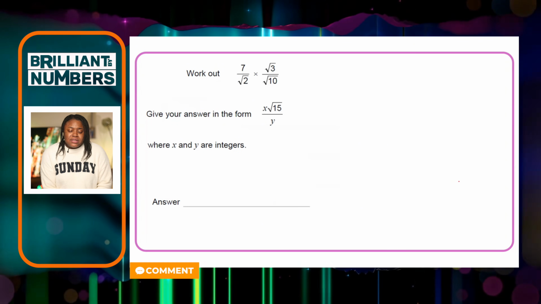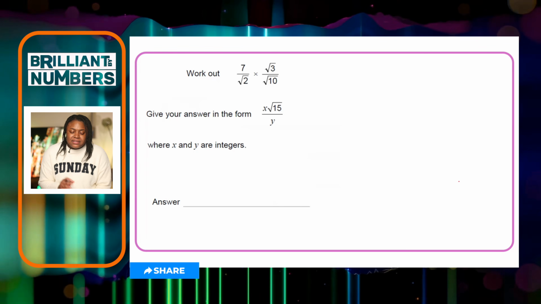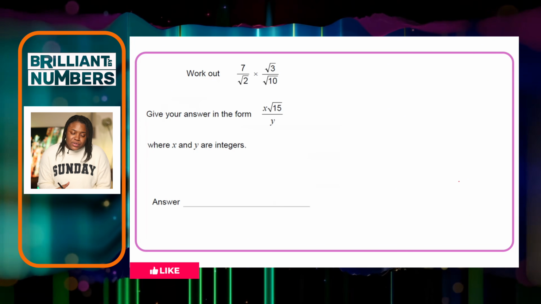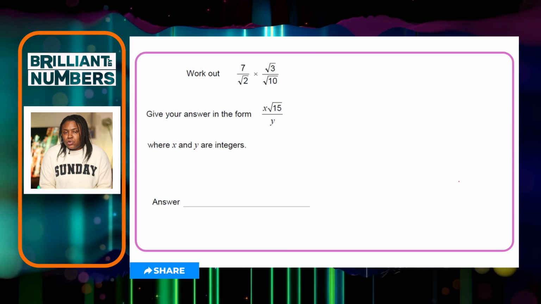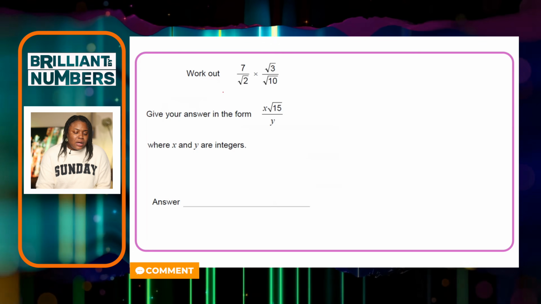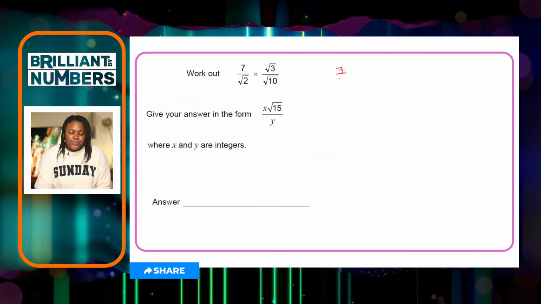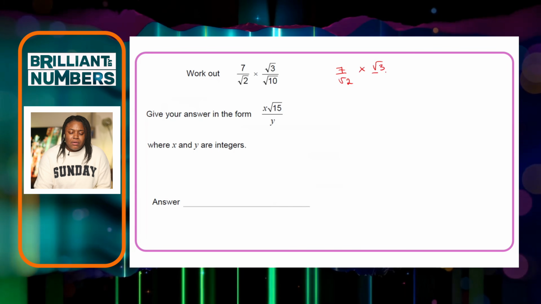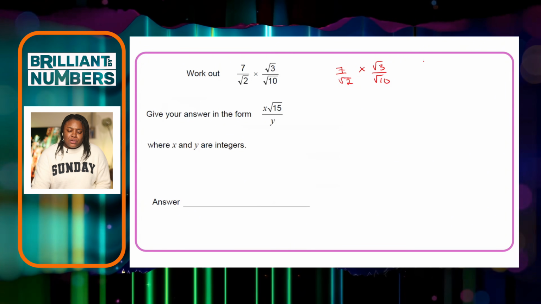So we're going to be simplifying some surds now, not about using the exact values. This is straight surds now. And I've referred you already to a video that you can use to see addition, subtraction, multiplication, and so on of surds. So we're asked to work out 7 over root 2, and that is being multiplied by root 3 over root 10.